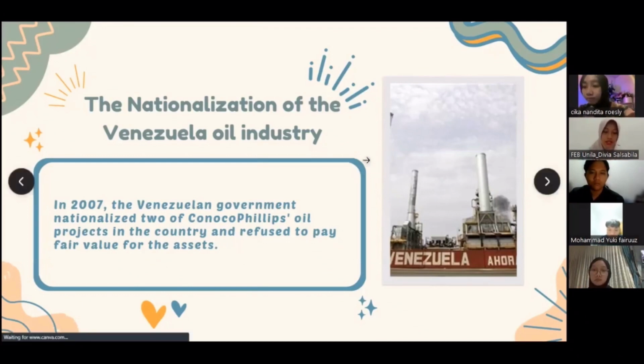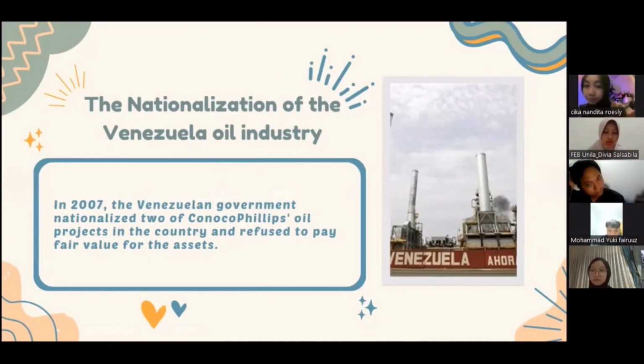ConocoPhillips first entered the Venezuelan oil market in 1992 through a partnership with the Venezuelan state oil company, Petróleos de Venezuela S.A., or PDVSA. The partnership created a joint venture known as Hamaca BV, which focused on developing heavy oil fields in the Venezuelan Orinoco Belt.